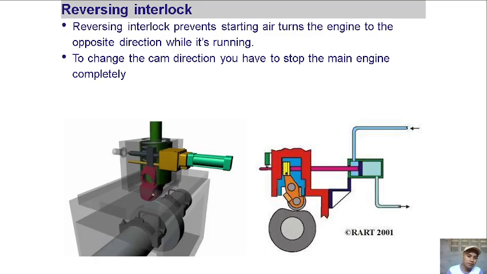To change the cam direction, you have to stop the main engine completely before you can reverse the direction of the engine. This is usually used on two-stroke engines with a fixed pitch propeller.